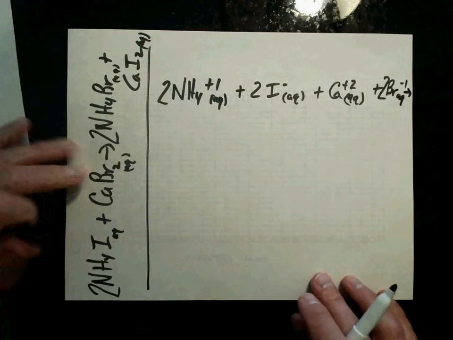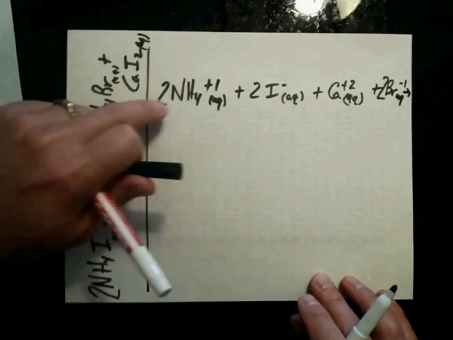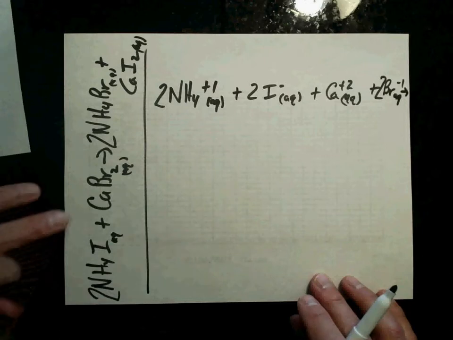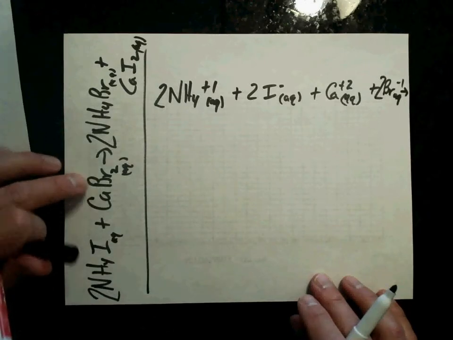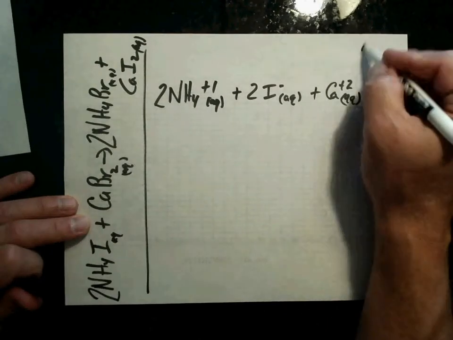Okay? So I have 2 ammoniums, 2 iodines. So I have to account for every ion that's floating in the container. 1 calcium and 2 bromines. Notice I did not write it as Br2.